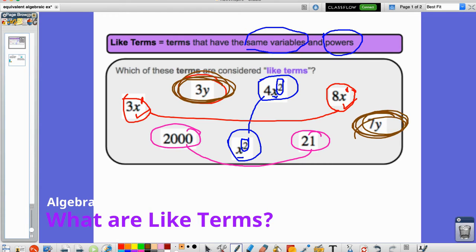While we're thinking about this, I also want you to think about this. Why are 4 groups of x squared and 8 groups of x not like terms? Try to think about that one.